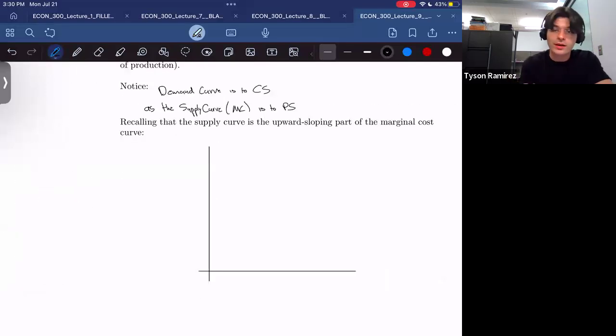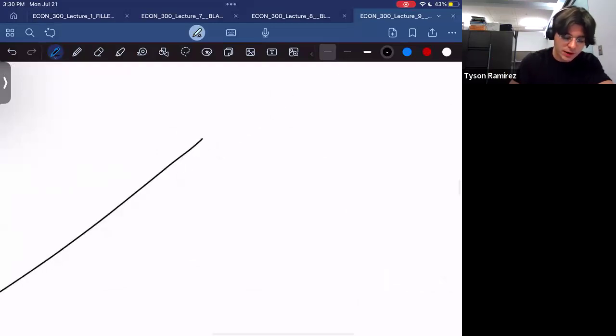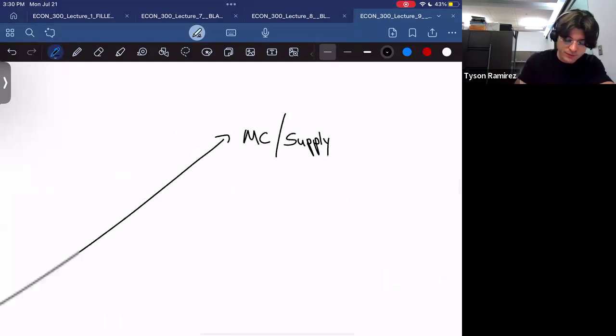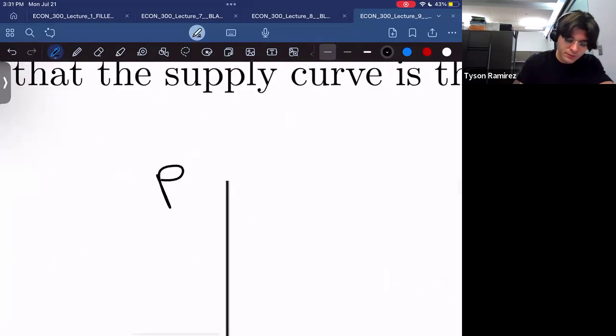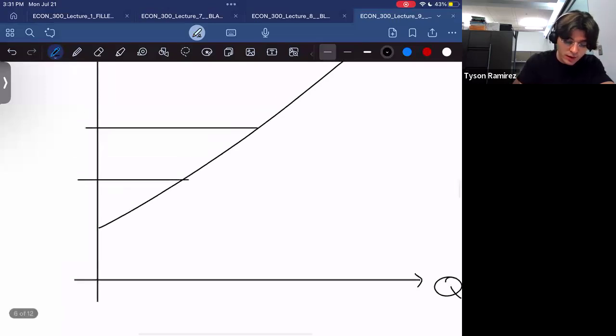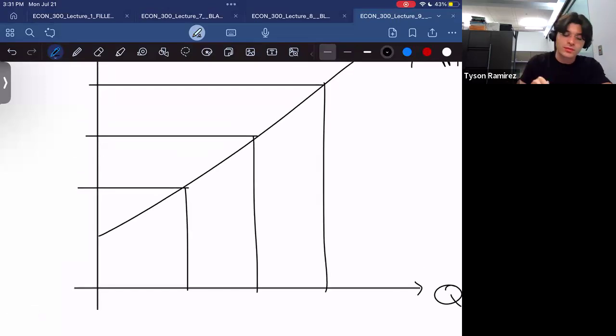All right. And what do I mean by that? Well, we remember that the supply curve is the upward sloping part of the marginal cost curve. So you'd see something like this, that this would be the marginal cost curve, but we also call it the supply curve, the industry supply curve. If we had that and that, then let's do one right here, and one right here. Then the idea is pretty much identical. It's just flipped. All right.